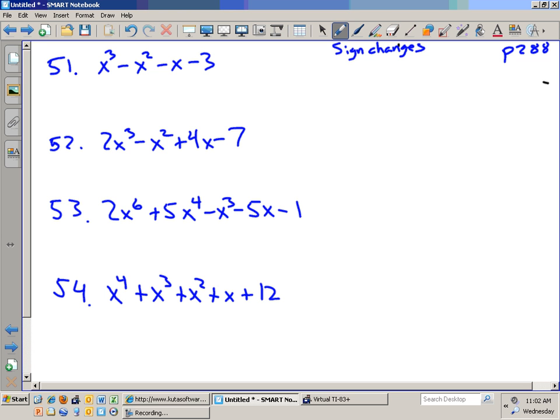So we're looking at the number of sign changes here. In the first example, we have x to the third minus x squared minus x minus 3. So, how many sign changes are there? 1. It starts from a positive, it goes to a negative, and then it stays negative thereafter. So this would represent the single sign change right there. So that means that there is one positive real root.